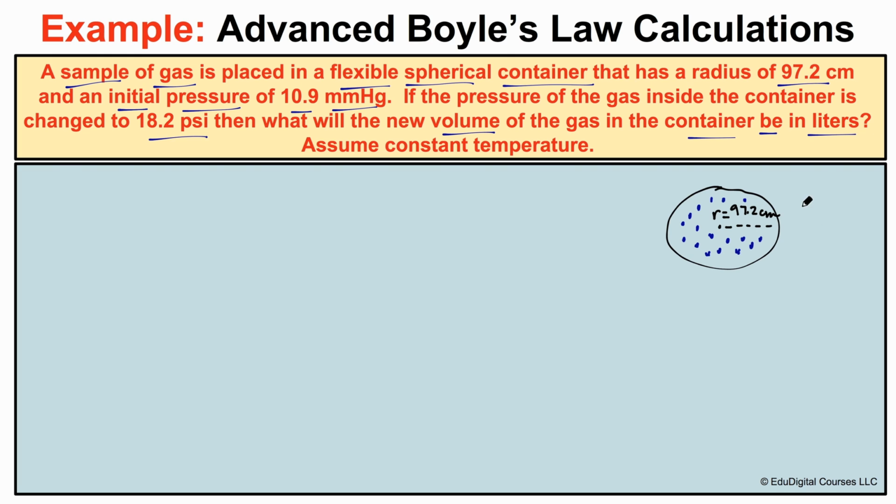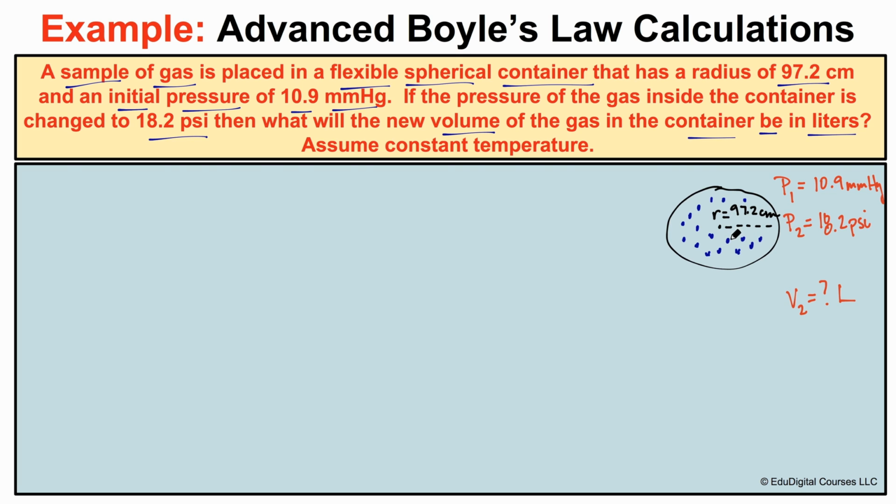And what we know is that initially the pressure of the gas that is in this container, or P1, is 10.9 millimeters of mercury. What's happening is that the pressure of the gas inside this container is changing to 18.2 psi. So pressure 2 is 18.2 psi. What this question is asking is for us to calculate the new volume, so V2 is what we're trying to figure out. We're trying to figure out the new volume of the container in liters.